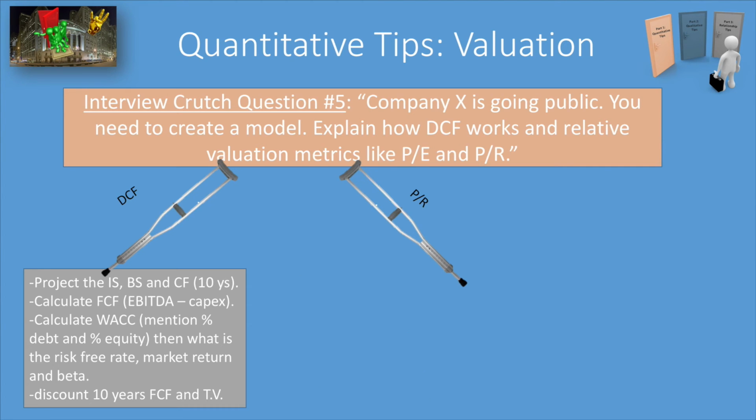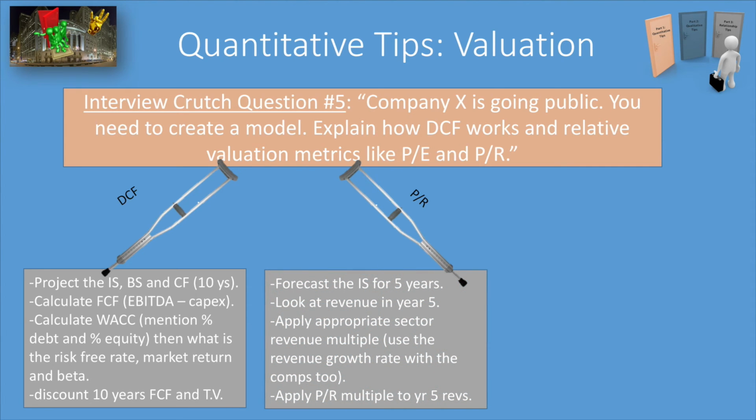So this is just another methodology. And I love using multiple methodologies always to minimize the margin of error. And so with price to revenue, you forecast the income statement out 5 years. You look at revenue in year 5, you apply the appropriate sector revenue multiple, right? Take the competitors, right? Assuming they have a similar growth rate, okay? And then you apply that price to revenue multiple to year 5 revenues or year 10, whatever, if you want to be consistent with the DCF section on the left there. And just discount it back to today. And you discount it back to today using the WACC you calculated in the DCF section.